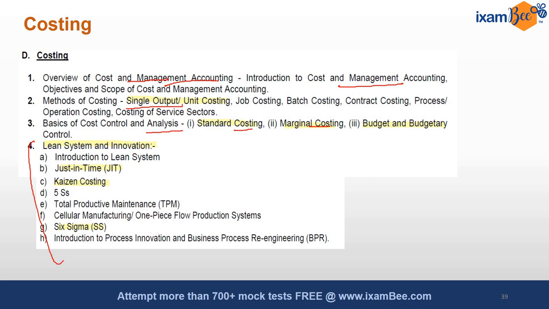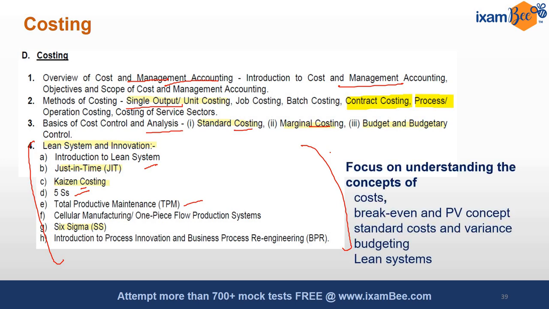Here these are management style and the logic of costing: JIT, just in time, Kaizen costing, 5 S's, lean systems, TPM, even PERT and CPM you should know, Six Sigma, BPR. So all these important terms are required to be studied. Somewhere you will find that this is overlapping with management, but yes, that is correct, because ultimately this is one exam. So contract costing and process costing are important.